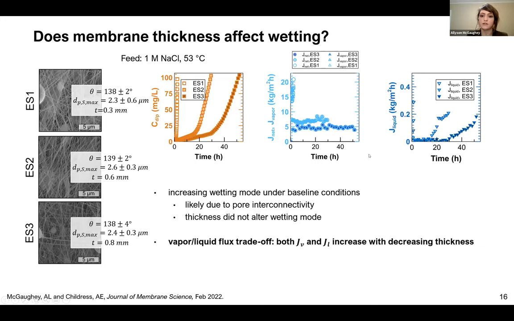And we can also see here a trade-off between vapor flux and liquid flux due to membrane thickness, which is not typically understood to affect liquid entry pressure. So this is kind of interesting. So we see that as membrane thickness decreases, we obtain higher vapor flux, but at the same time, wetting is more severe and occurs earlier.